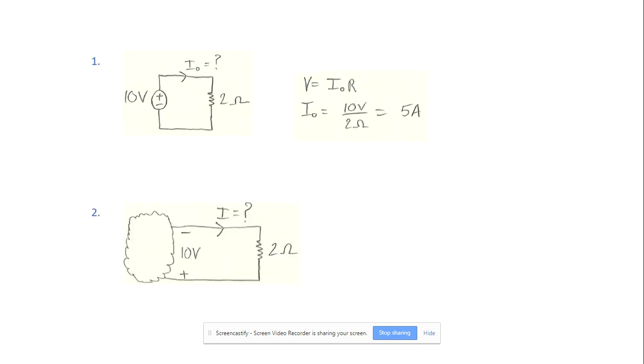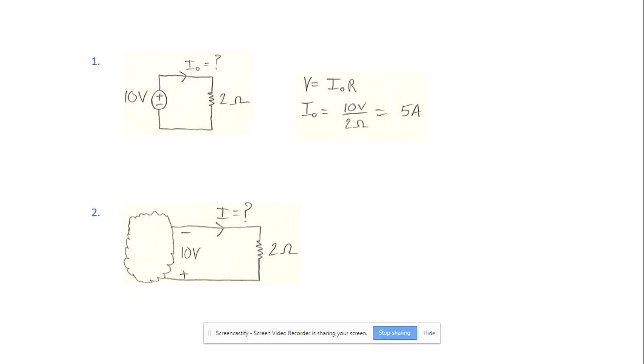Okay? Our next example, say this little cloud is just representing some other system, but we know across this system, between these two nodes or two terminals, that the voltage is plus to minus 10 volts, right? So this is opposite of how we defined our previous example, okay? So based on this notation, there's nothing else here but the resistor, so I know the voltage across the resistor is on the bottom plus to minus, right? So plus on the bottom, minus on top is 10 volts.